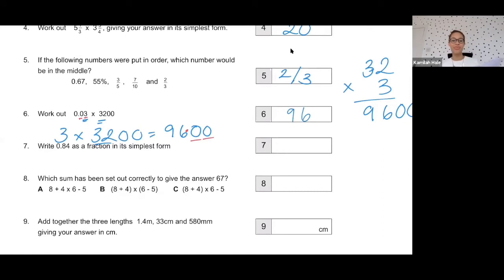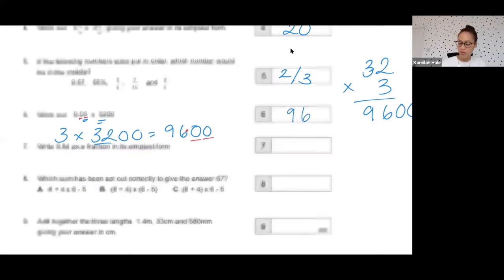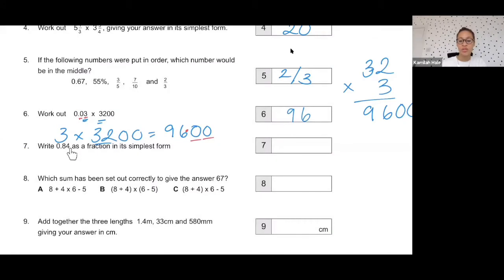Okay, write 0.84 as a fraction in its simplest form. Now, the 4 is in the hundredths column. So because the last digit is in the hundredths column, our fraction is over 100. So I take 84, put that over 100, and then simplify. Now, someone has already given me the simplified answer where they only simplified the numerator and they forgot to divide the denominator. So you have to be careful. Yeah, we just got the correction through.